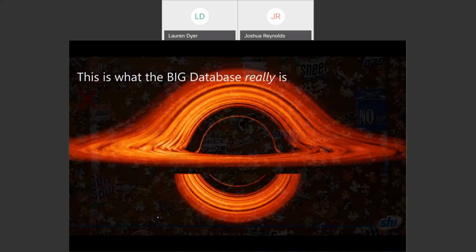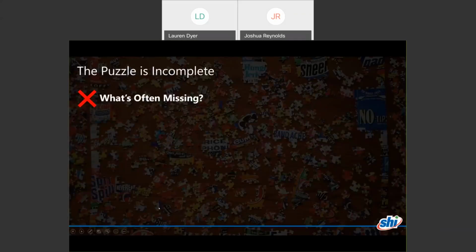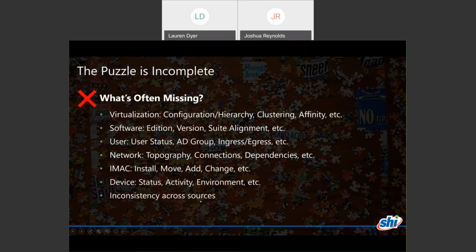And what happens when we do that? We have an incomplete puzzle. We're trying to put something together, but we don't have all the pieces. And again, I'm not going to read all this out loud to you, but if you have a look at the different types of data points that are often missing, that can create immense QC challenges for any asset management program, and frankly, for configuration management and service management as well.